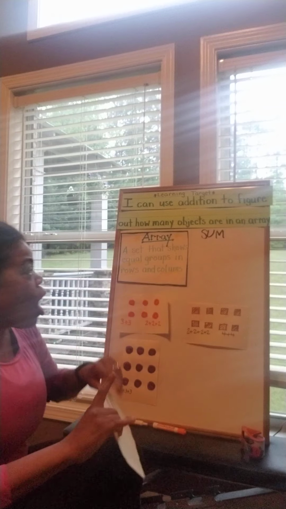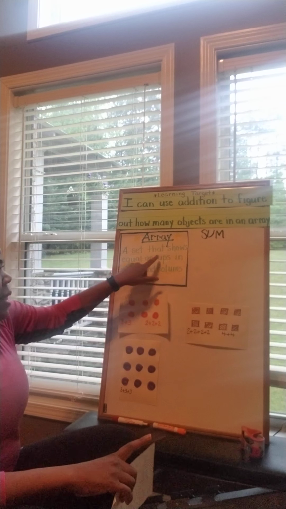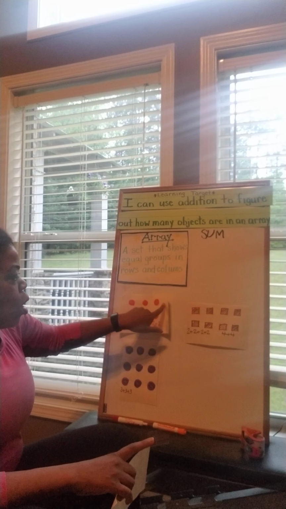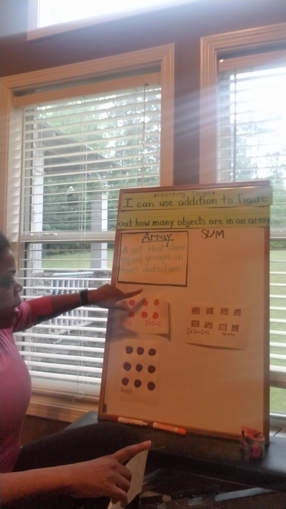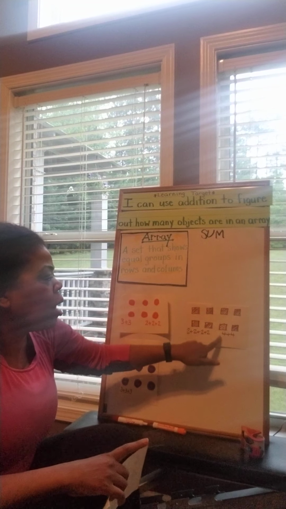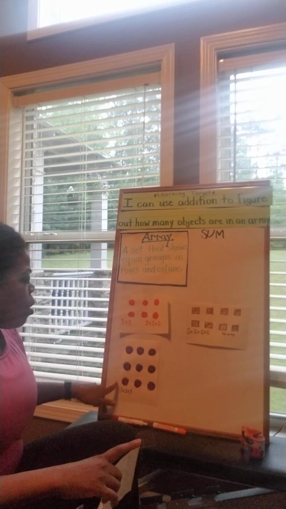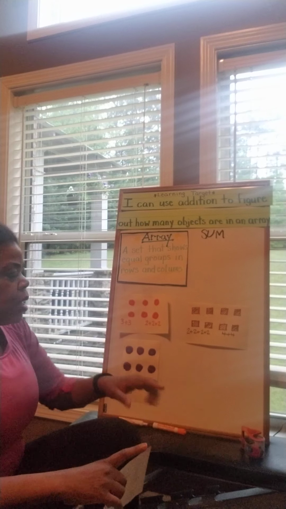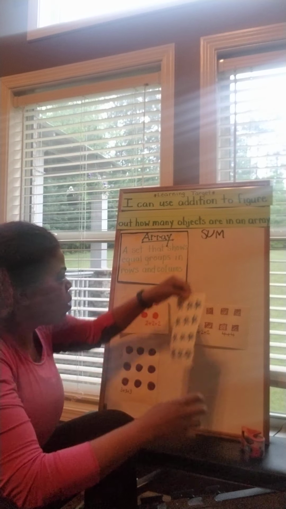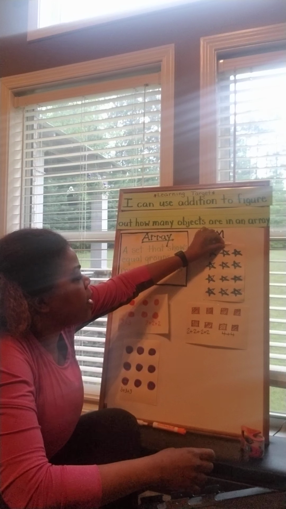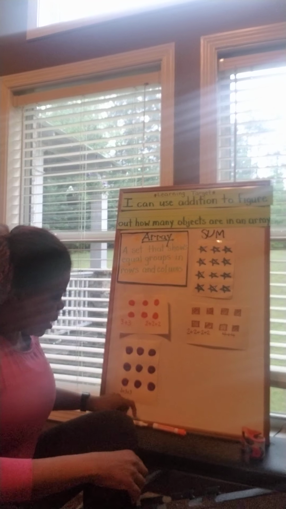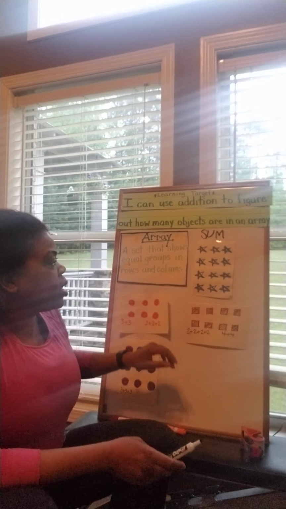So these are arrays. These are sets that show equal groups in rows and columns. Rows and columns, right? Okay, I'm going to put this one up here. I'm going to have to write the answer on the board because I don't think I have any room on there. Okay, so let's look at this one.